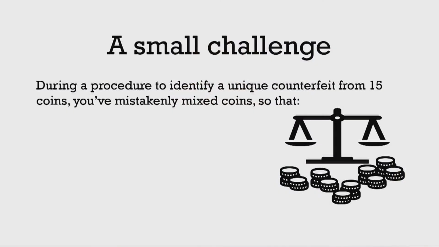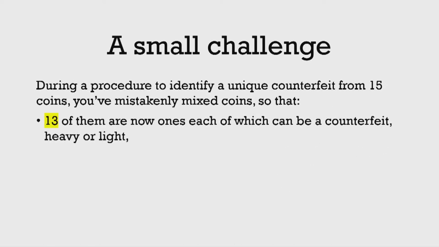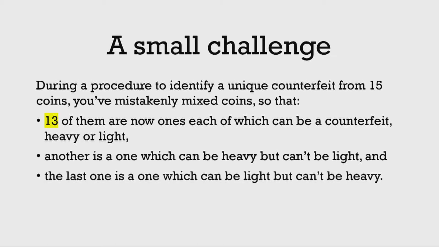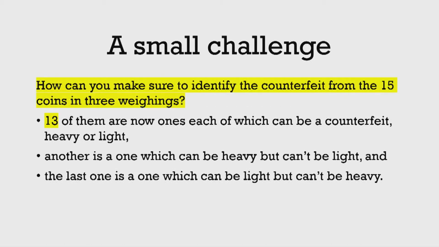To stimulate your curiosity, I will leave you with a small challenge. Please imagine a situation in which during a procedure to identify a unique counterfeit from 15 coins, you have mistakenly mixed coins so that 13 of them are now ones, each of which can be a counterfeit, heavy or light. Another is a coin which can be heavy but can't be light. And the last coin is the one which can be light but can't be heavy. In this situation, how can you make sure to identify the counterfeit from the 15 coins in only 3 weighings?